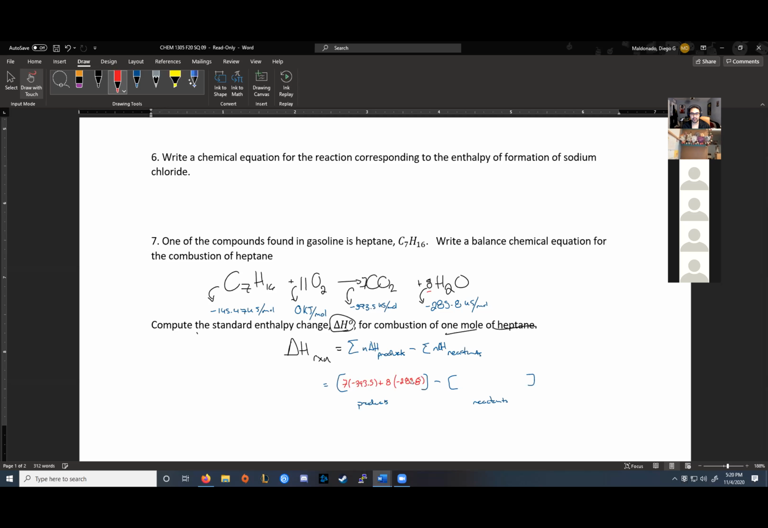Okay, and then for my reactants, that would be -145.47 kilojoules per mole, and then plus 11 times 0, because oxygen just goes back to 0. Jeremiah, I'm not sure it's that one. Even in our workbook, it says it's -285.8.